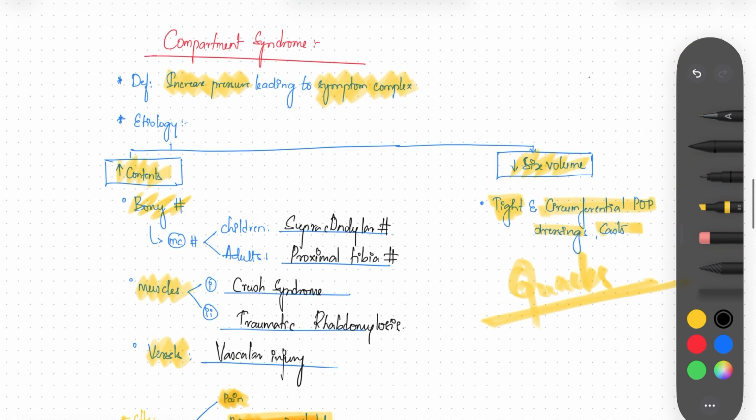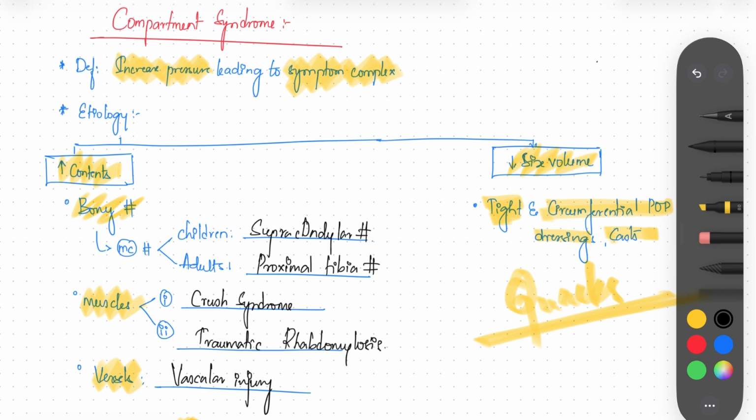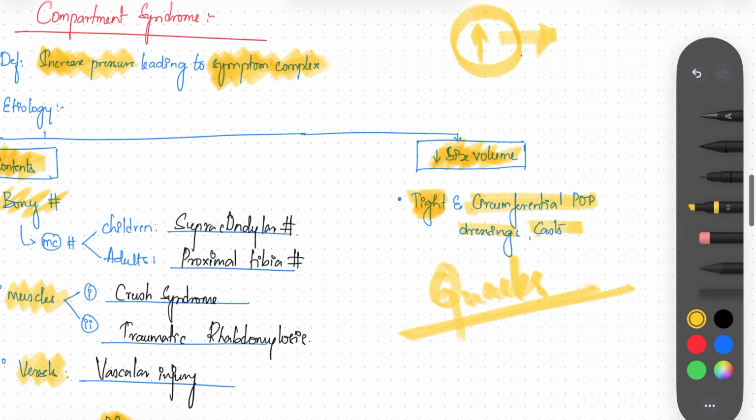So let's revise it quickly. Today in this video, we learned about compartment syndrome, which means increased pressure with a symptom complex. Then in etiology we saw there will be an increase in the contents or it may be due to reduced size volume, which means take a pipe and apply compression on the outside of that pipe, so that it will compress, and inside it is full of water, which is giving inside pressure. So pressure will be increasing inside, but outside there is limited space, so it can't expand, right? That's what it means. So it is due to tight circumferential POP, dressings or casts.